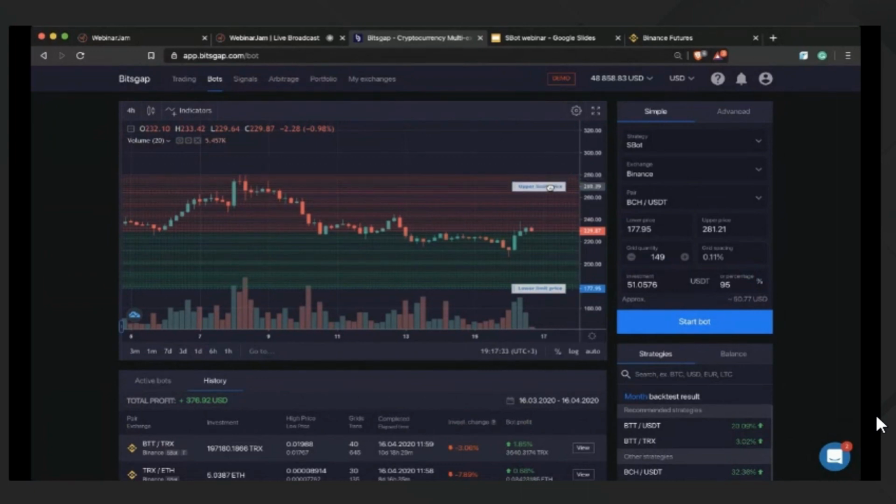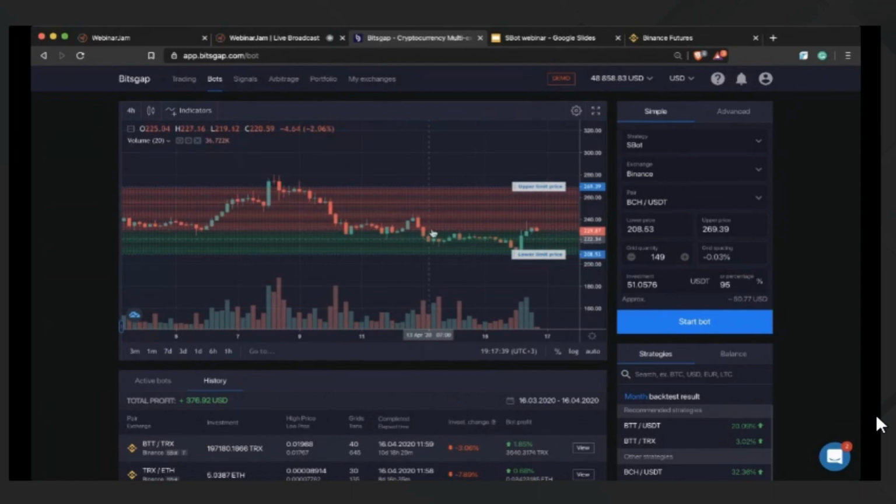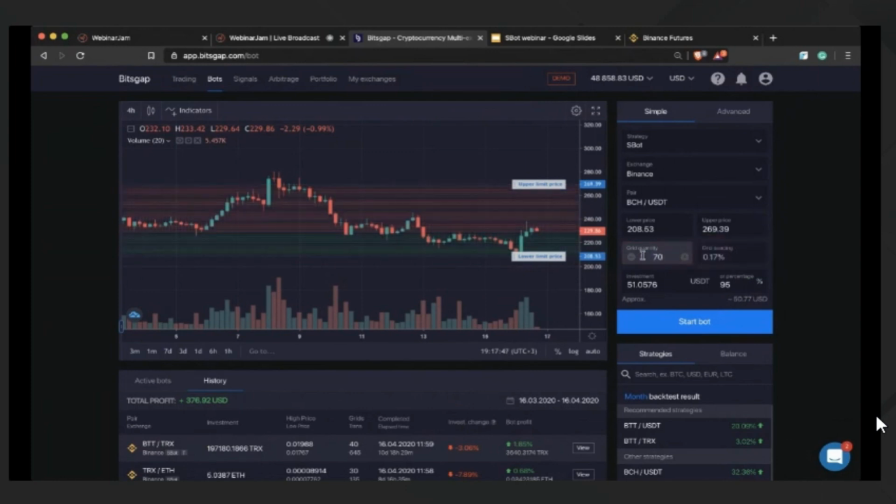adjust it any way I want. So in any direction. I can make less buy orders, but more sell orders, all right? But then I will have to adjust the grid quantity, let's say 70. In this case, I can initiate the bot, and you see it will maintain the grid spacing of 0.17%.